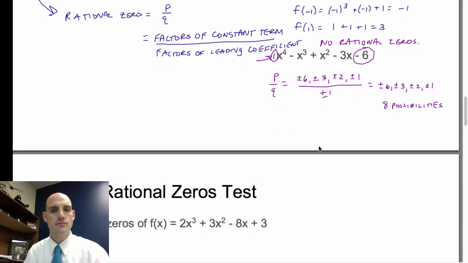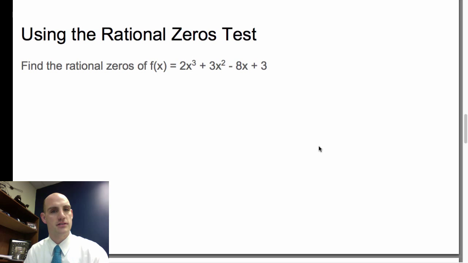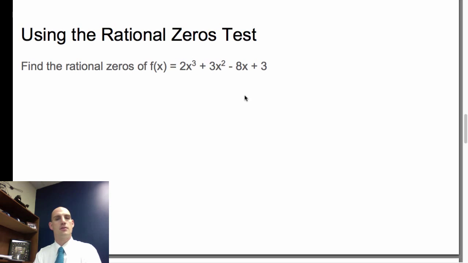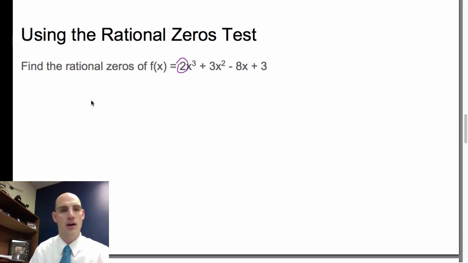All right, using the rational zero test. So we found rational zeros for the previous one. It had a coefficient of 1. So let's look at this next one because I've got a coefficient of 2, and so let's see how that works. Let's go P over Q again. And on top is going to be the factors of my constant here. So I've got plus or minus 3 and plus or minus 1. On the bottom, need to go factors of 2. So plus or minus 2 and plus or minus 1.